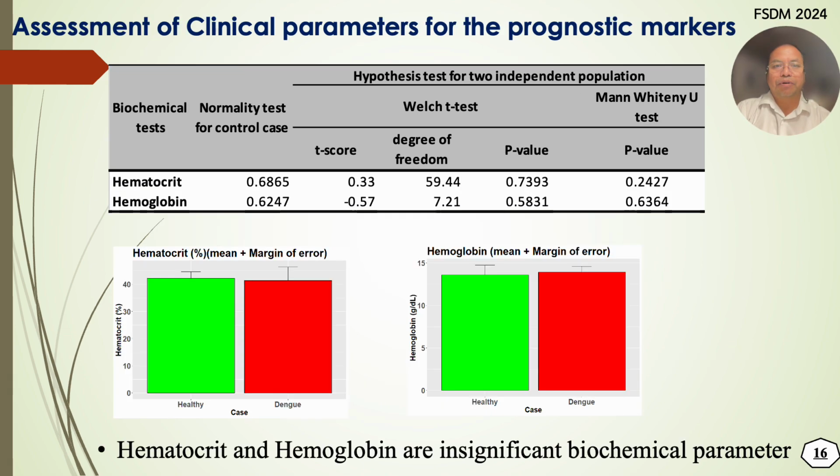The following table shows the hypothesis test for the two independent populations for hematocrit and hemoglobin, for parametric and non-parametric tests. This test shows that hematocrit and hemoglobin are not significantly different between healthy and the dengue patient.